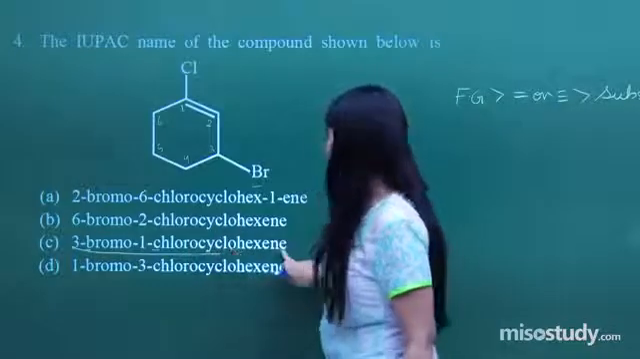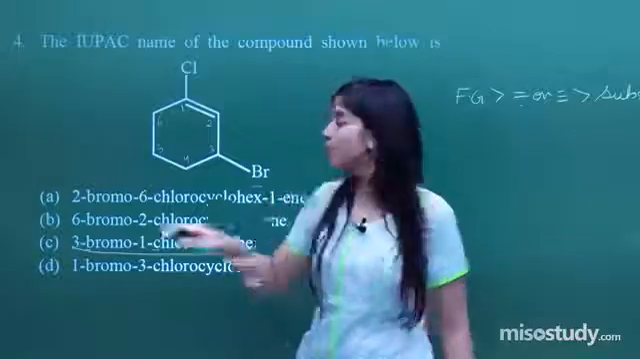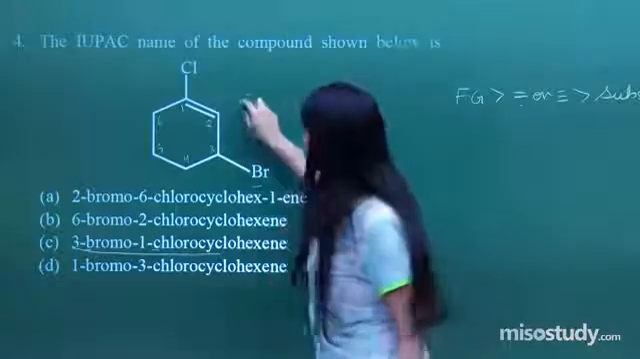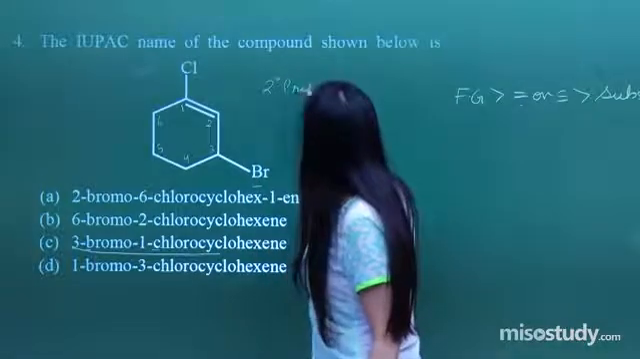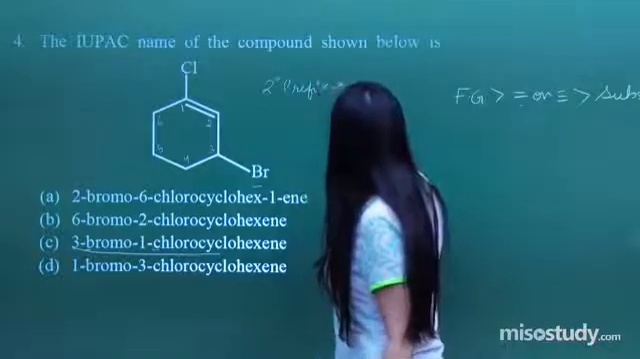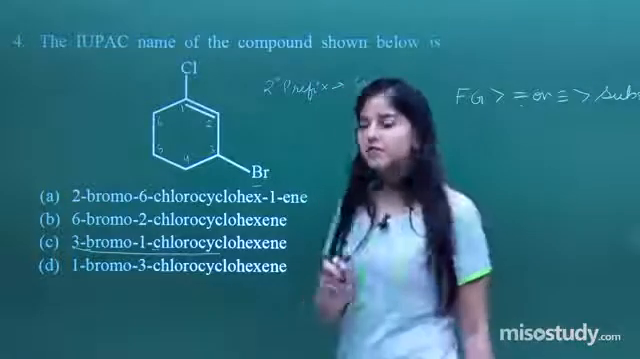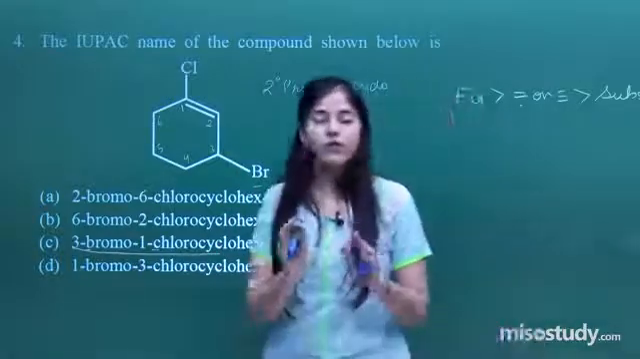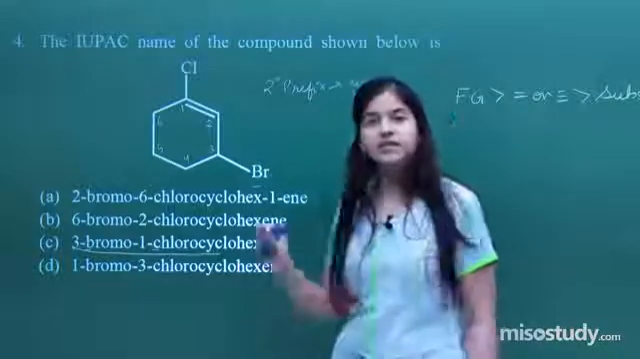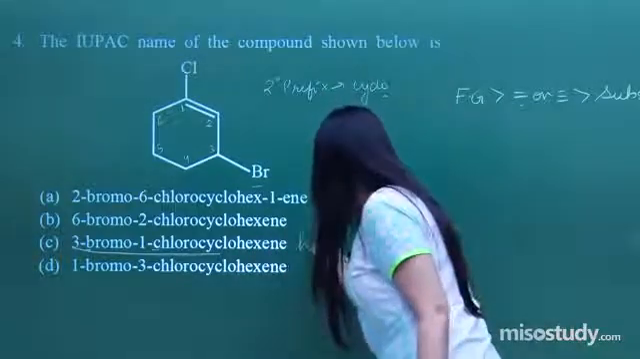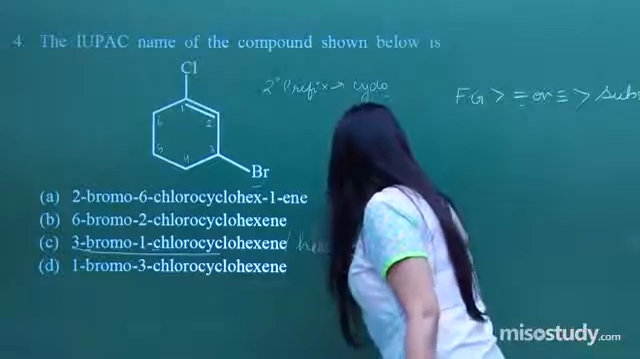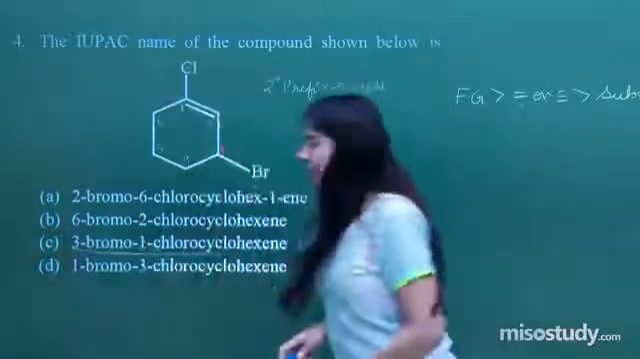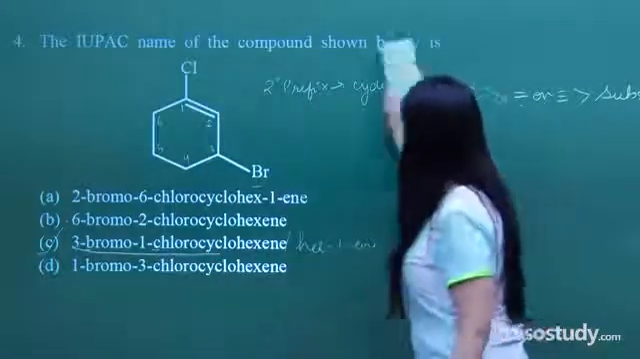Finally, cyclohexane. I need to have what? A prefix over here. That too, what kind of a prefix? A secondary prefix, which is cyclo over here. That means I've got my answer: 3 bromo 1 chloro cyclohexene is the answer. Or you can also write it as hex 1 ene, that will also be correct. So I hope everybody has got the answer right. Now let's move on to the very next question.